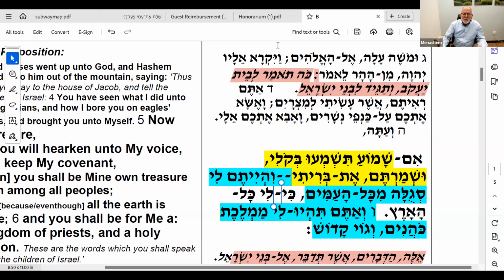Now, who can tell me why this is a proposition and not information? What makes this a proposition? The word im, like if you do it. And if it's a proposition, what's it going to require? Their consent. Agreement. Now, what would happen if we didn't agree to this?